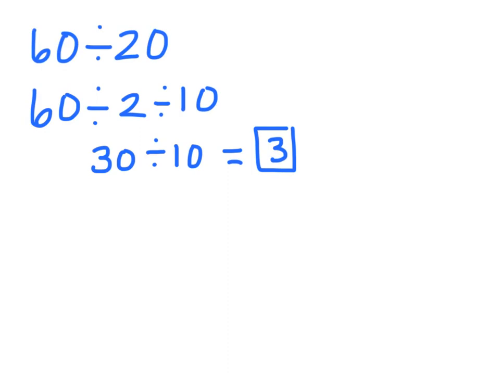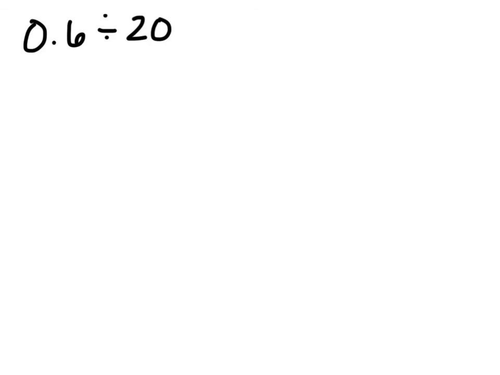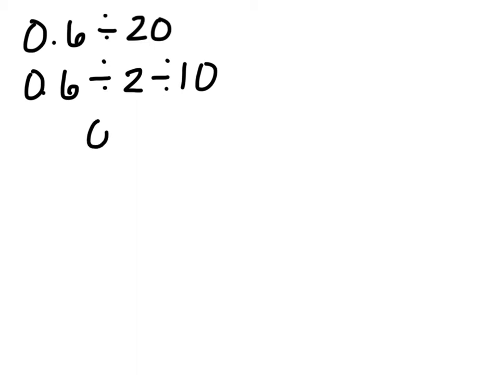We can use the same method to divide decimals. 6 divided by 20. We'll break that apart to give us 6 divided by 2 divided by 10. 6 divided by 2 gives us 3, divided by 10 gives us 3/10. If we were to divide 6/10 by 20, we'd use the same technique. 0.6 divided by 2 divided by 10. 6/10 divided by 2 will give us 3/10. And when we divide that by 10, remember we're going to move our digits one place to the right, giving us 3/100.